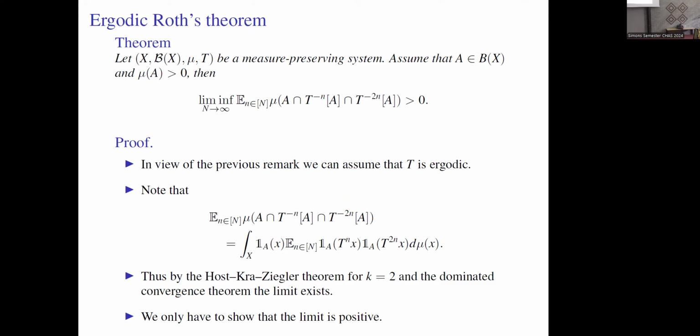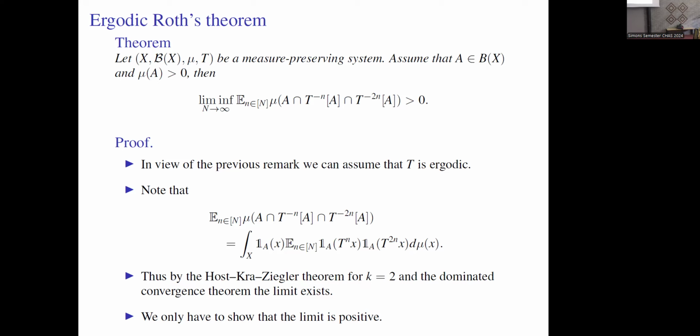This is the result. We want to understand the limiting behavior of this. In fact, we always know that the limit exists, so that is not a problem. The problem is to show that it is always positive. And using this ergodic decomposition of measures, we can always assume that the underlying system, that is the measure preserving transformation, is ergodic.